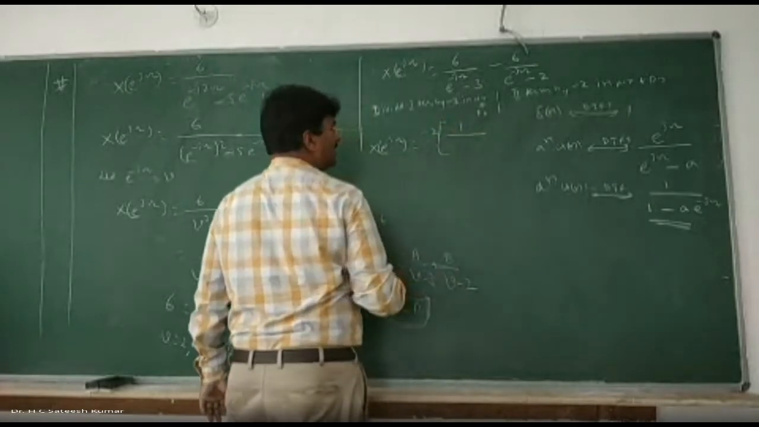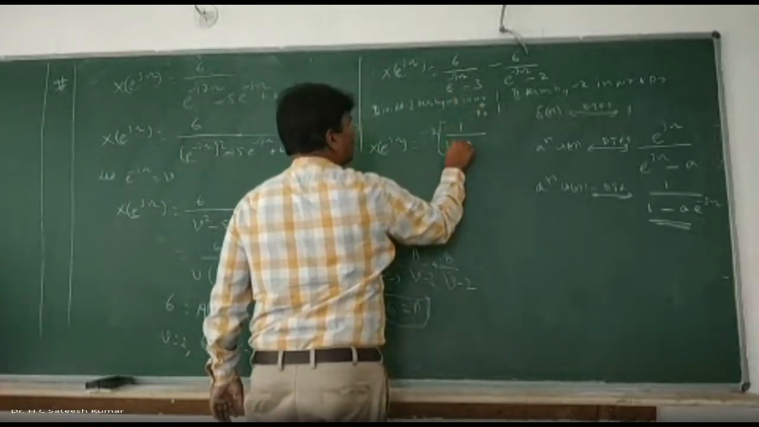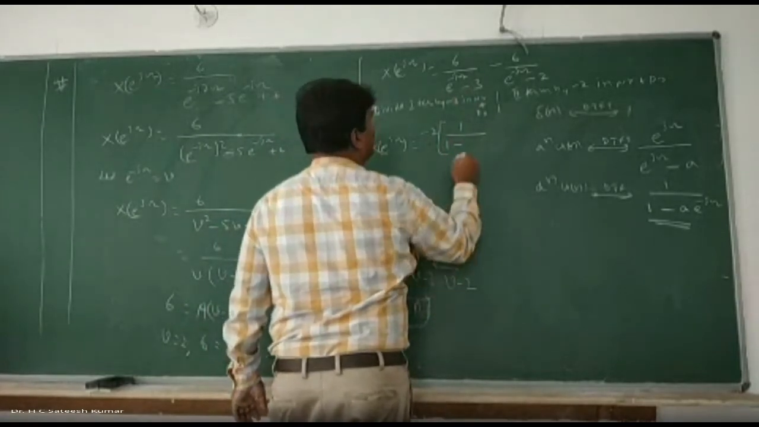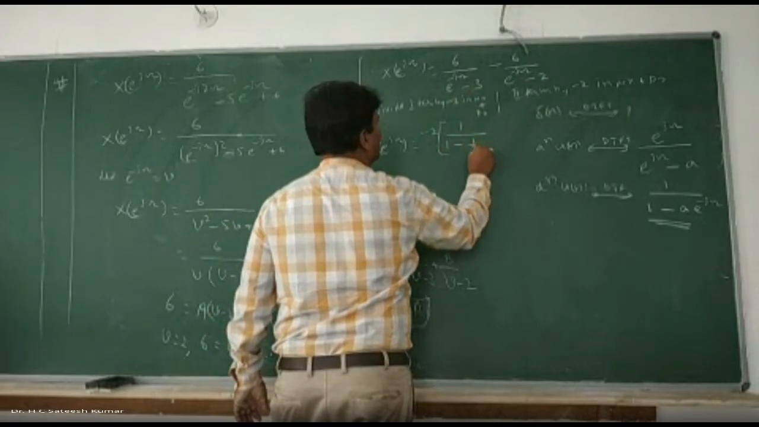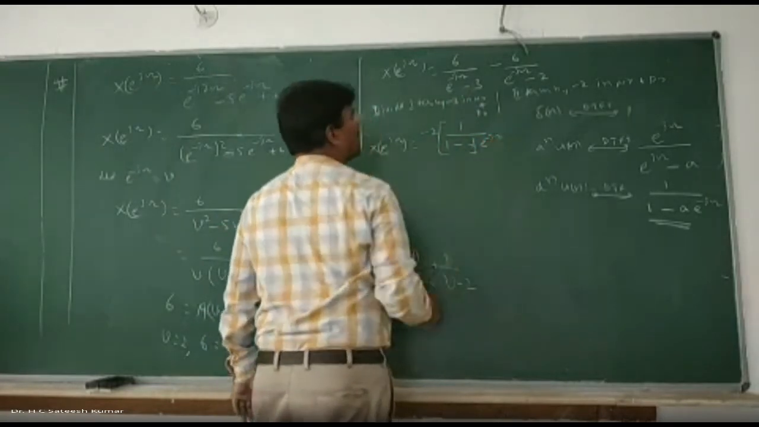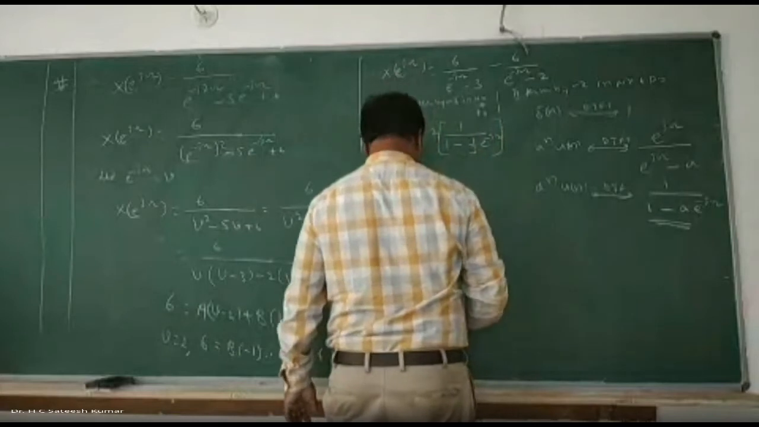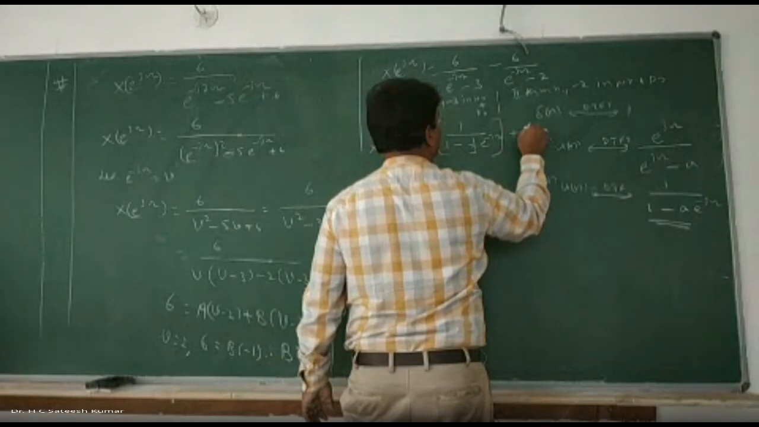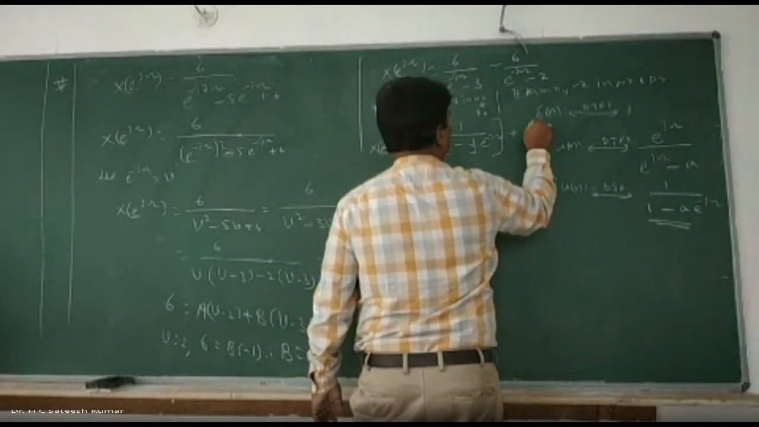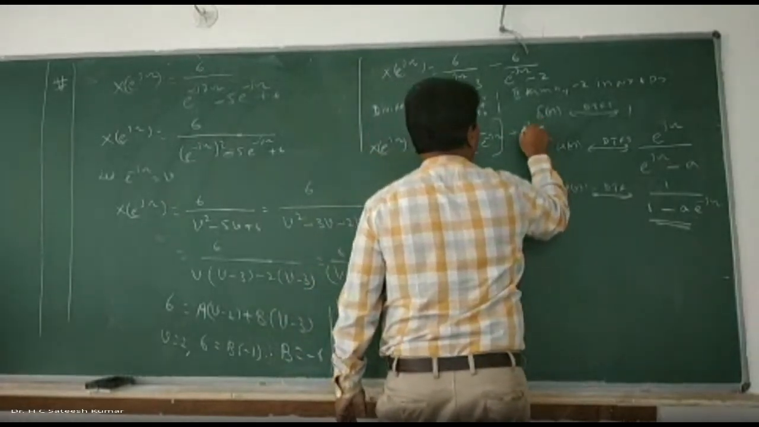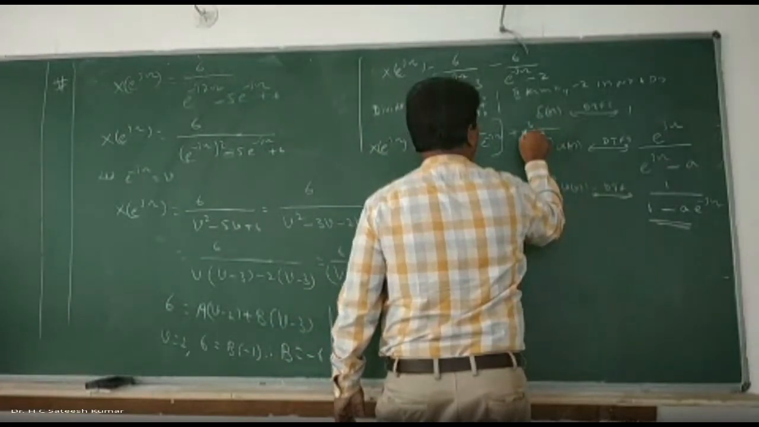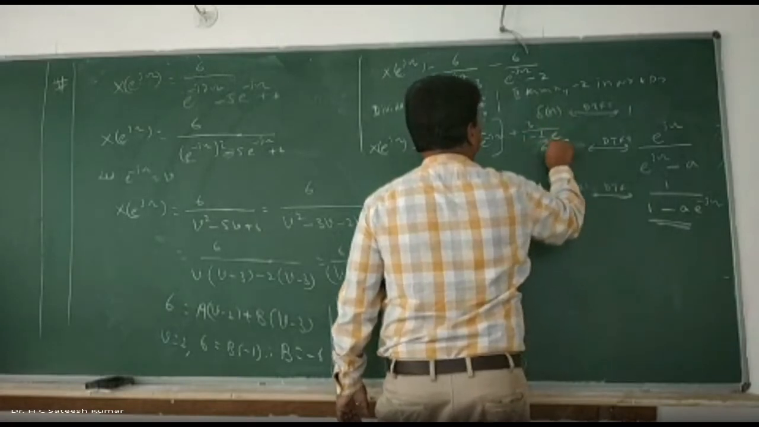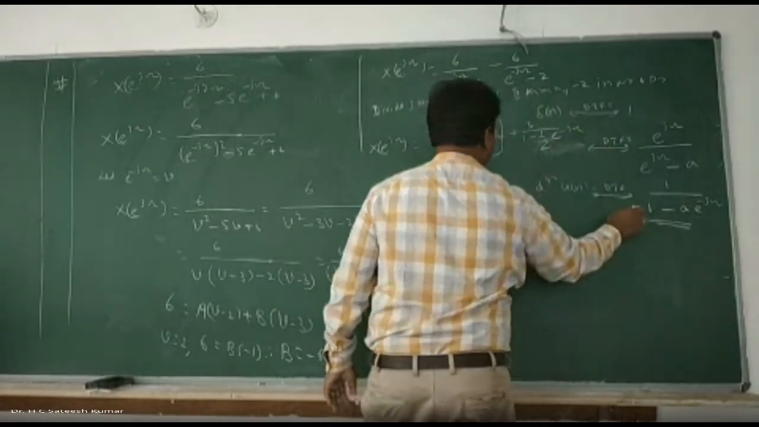1 divided by, if you divide by minus 3, it will become 1. Minus divided by minus 3, no? Minus 3 means what will you get? Minus 1 by 3 into e to the power of minus j omega, plus, divided by minus 2, you will get plus 3 divided by 1 minus 1 by 2 into e to the power of minus j omega. Now it is in the standard form.